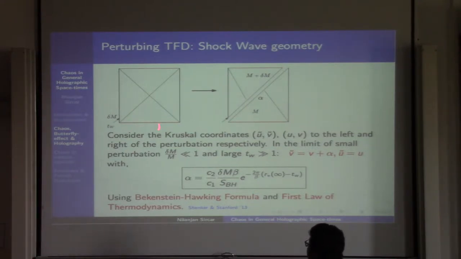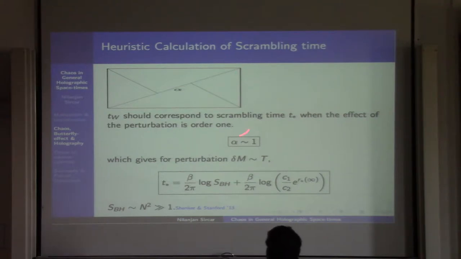So what I said is that once I introduce this shock wave, the geometry looks like a shift around the horizon. The coordinate is somehow a delta function shift in the geometry, and this shift alpha is given as a function of the time of application of the shock wave, the energy and the horizon entropy. So this is basically what the geometry looks like. And heuristically you can calculate the scrambling time, by saying that the system has scrambled, at least the two-sided correlations have been lost, when the effect of this shock wave is order 1, that is, alpha is order 1.